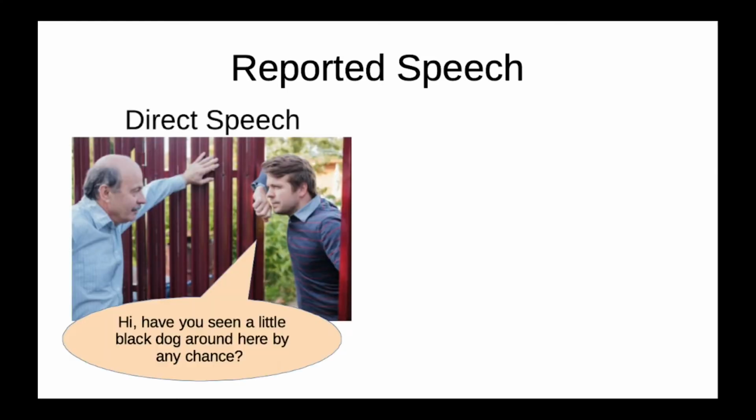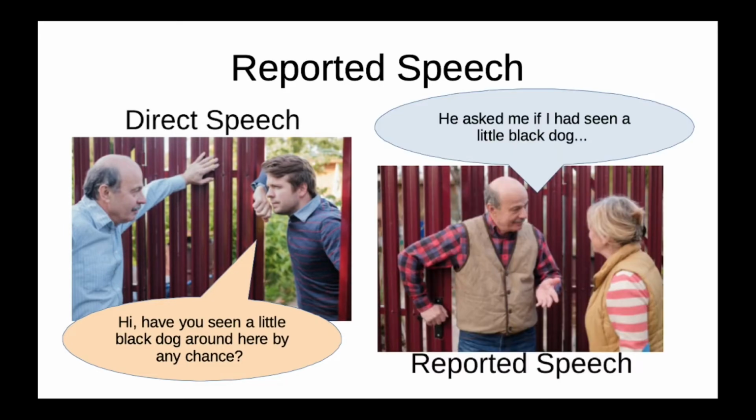We also use the past perfect tense with reported speech. Reported speech is when we tell someone what another person said. Take a look at these examples of direct speech and reported or indirect speech. "Hi, have you seen a little black dog around here by any chance?" "He asked me if I'd seen a little black dog."